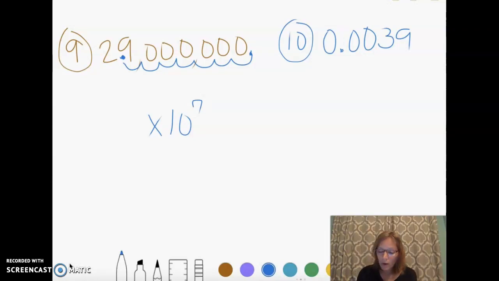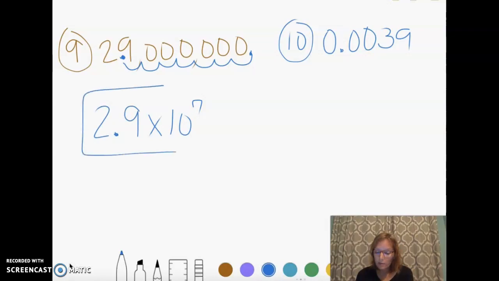And then I'm just going to write the numbers that are not 0 with that decimal place that I put in there. All right, if you forget the decimal place, you're going to be wrong. So please remember the decimal. Okay, let's do the next one.